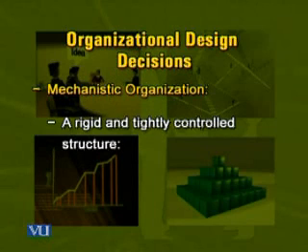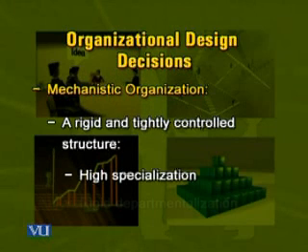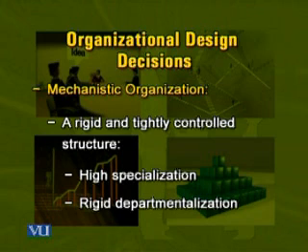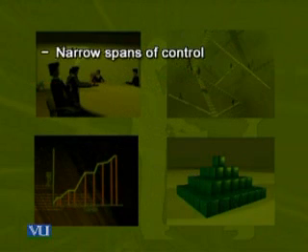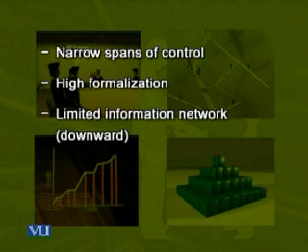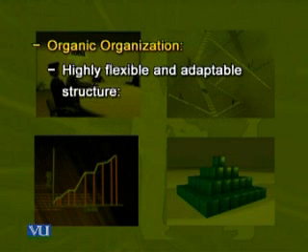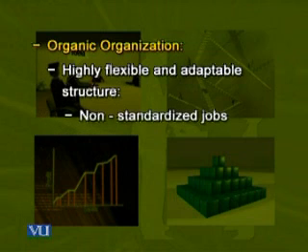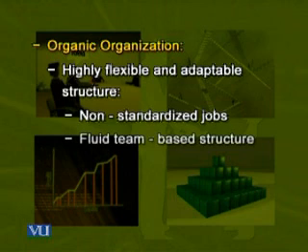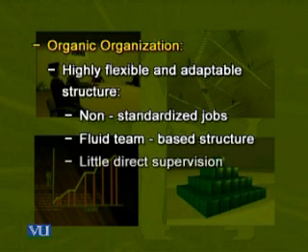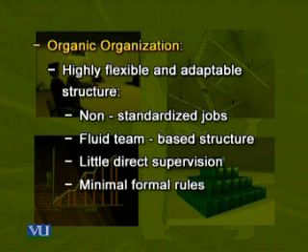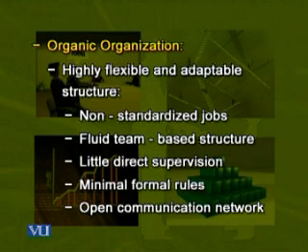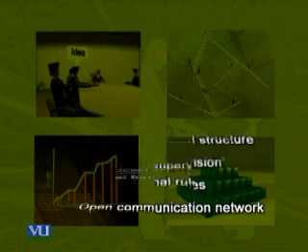In case of a rigid and tightly controlled structure, you have high specialization, you have rigid departmentalization, fixed departments, a narrow span of control, a limited information network that is mostly downward, and low decision participation. While in case of an organic structure, you have non-standardized jobs, fluid team-based structures, little direct supervision, minimal formal rules, and more open communication, and it is empowered employees who play their role in the decision-making.